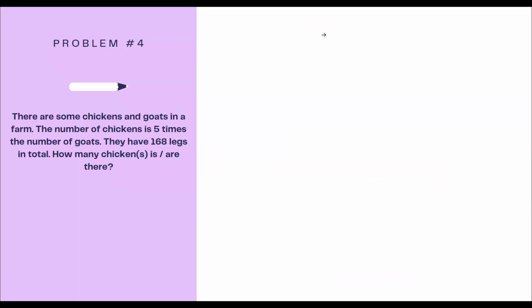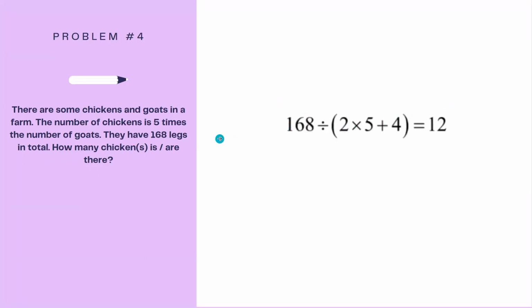Okay. Some of you answered 60 chickens. We're looking for the number of chickens, so let's try to answer this one. Since we're given 168 legs in total, we divide this into what? 2 times 5 plus 4. What is the meaning of this one? Since the number of chickens is 5 times the number of goats, that's why we have this one, which is 12.